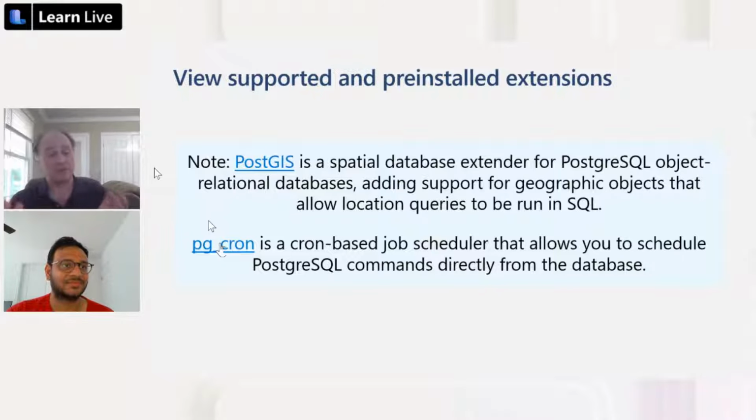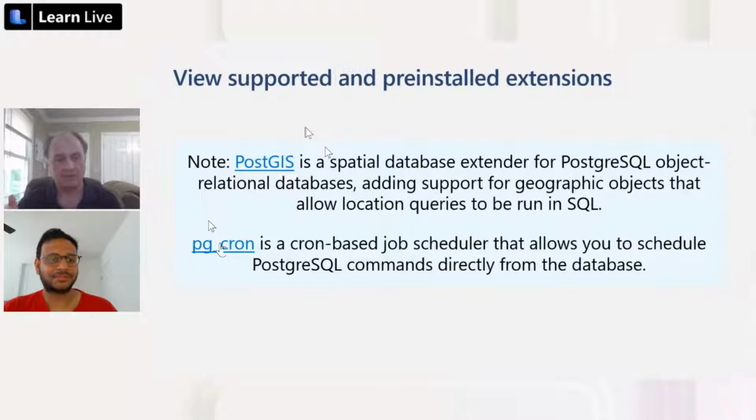Some extensions are pre-installed. Some other ones you need to activate, if you will. We'll talk more about that. But PostGIS is the one for the geospatial data, and pg_cron. If you're familiar with Linux and Unix, you know the word cron for cron jobs to help you schedule things. So I'm sure you have a couple more things to say about this, Harry.